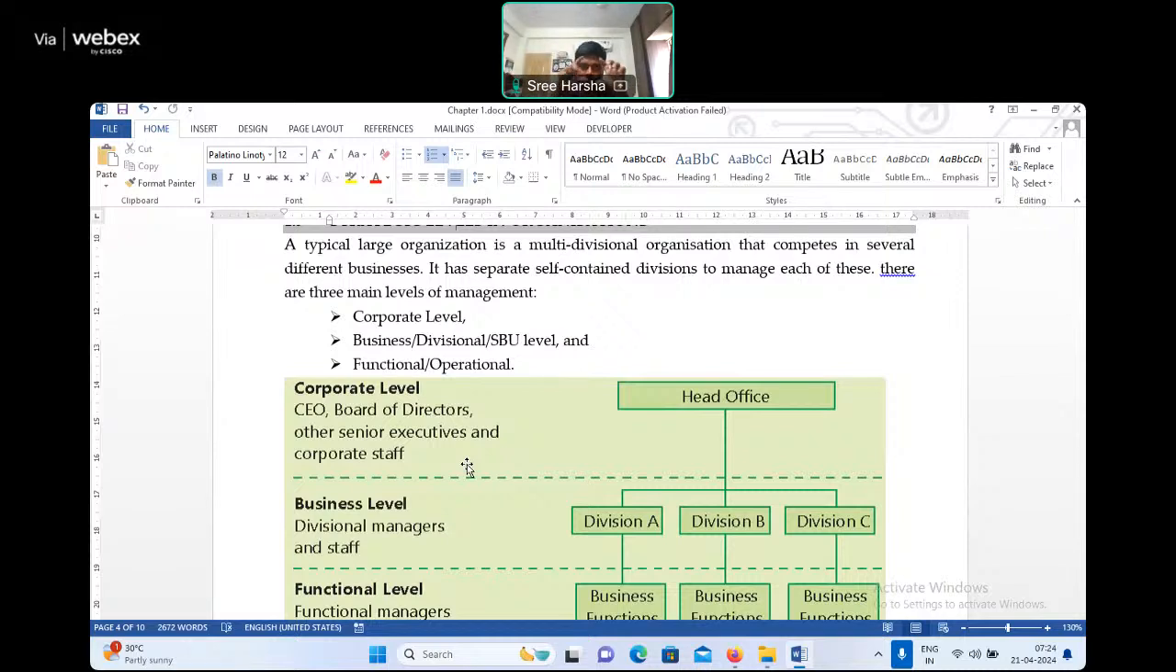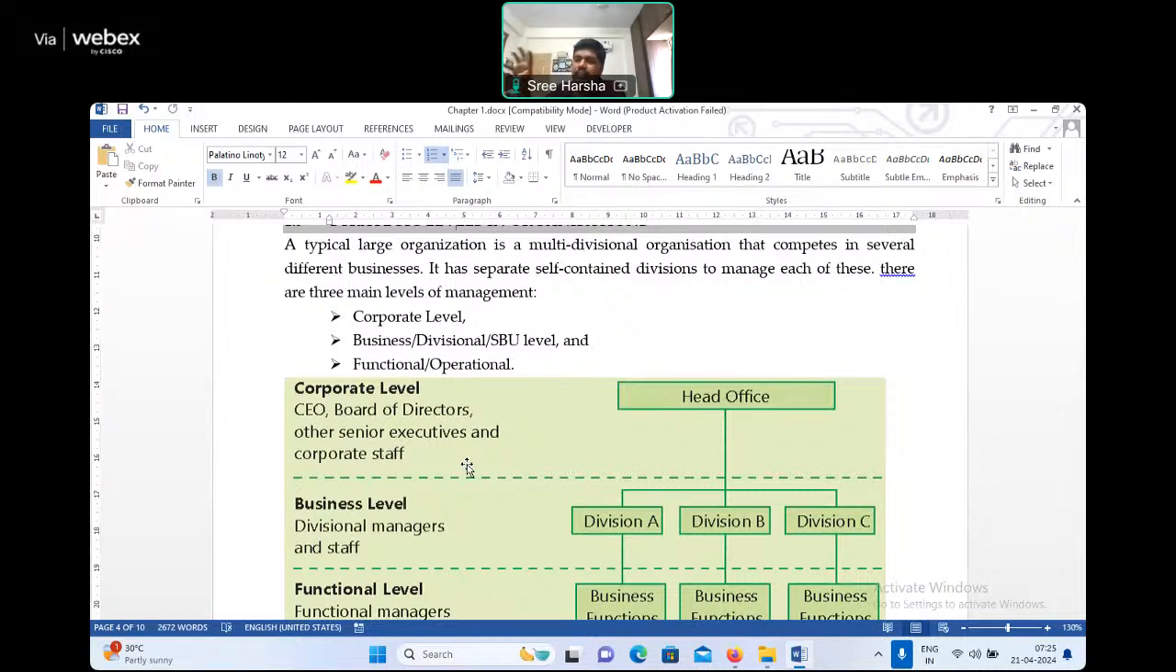So for each of their business divisions, there is a different competitor, a different environment, and different resources required to compete in that particular environment. And in each division, there will be multiple functions again. For example, if you take Reliance Jio, there is a research and development team in Reliance Jio. There is a finance team. There is a marketing team. There is an HR team.